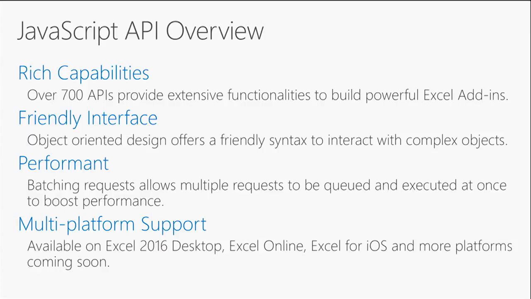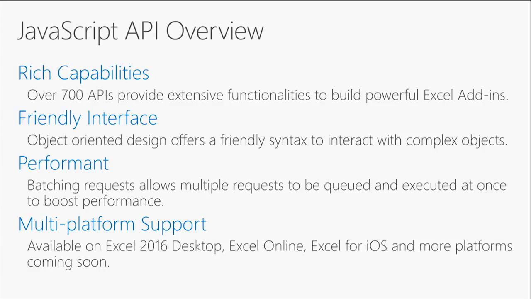Let me first talk about why Office.js is your best bet when it comes to Excel extensibility. First of all, Office.js has rich functionalities. With requirement sets 1.1 and 1.2, we have introduced more than 700 new APIs to Excel. These new APIs provide an extensive set of functionalities and enable developers to build really powerful solutions. And we are not stopping here. More and more APIs are coming in the next few releases.